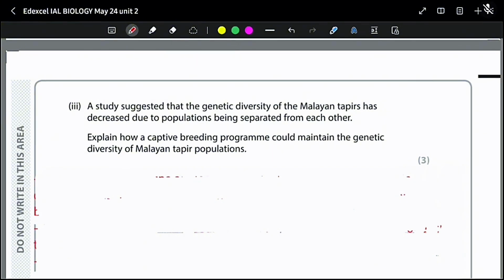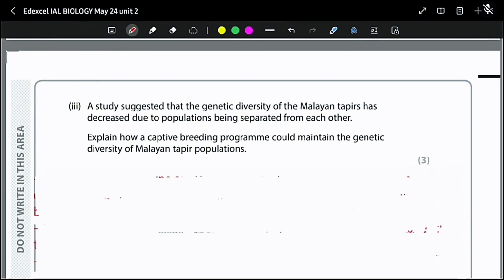To answer this question, we first identify and analyze the alleles of the individual tapirs so that we can assess the genetic diversity. This helps in selecting individuals with different alleles for breeding. Then we use a stud book, which is a record of the breeding history and genetic information of each tapir. It helps track genetic lineages and avoid inbreeding.